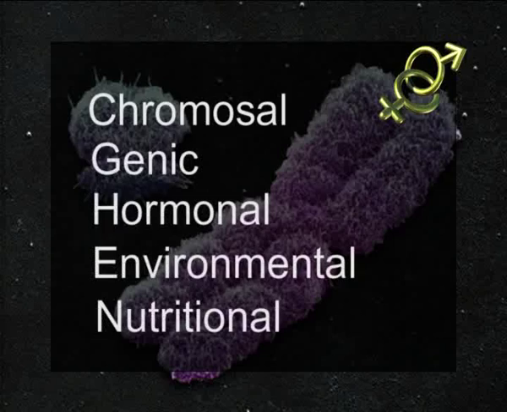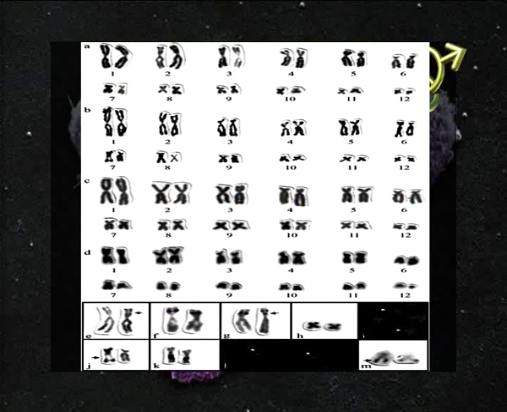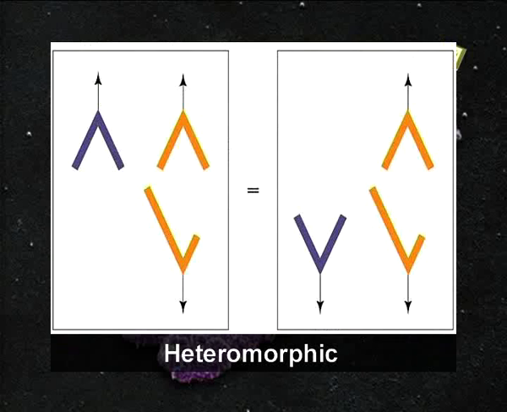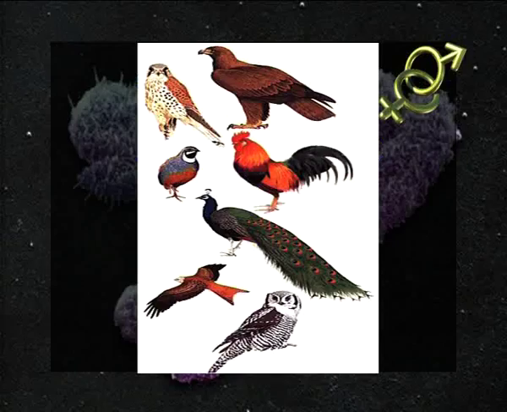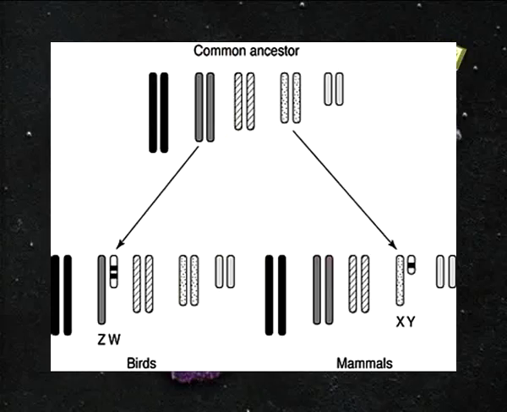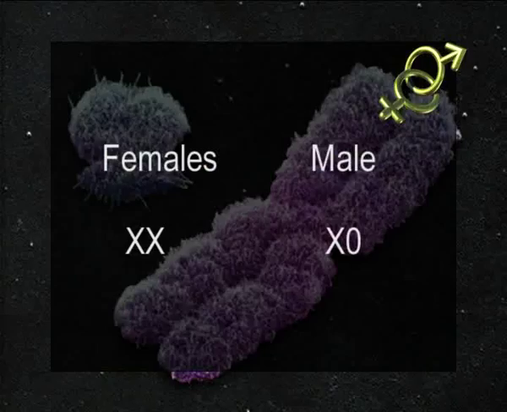The structure and number of sex chromosomes vary in different organisms. In the fruit fly Drosophila, females are XX homomorphic and the males are XY heteromorphic, as in humans and most other vertebrates. However, in birds, the males have two Z chromosomes and the females have a Z and a W chromosome. In some insects, such as grasshopper, there is no Y chromosome. Females are XX and males are characterized as X0. The zero indicates the absence of a chromosome.